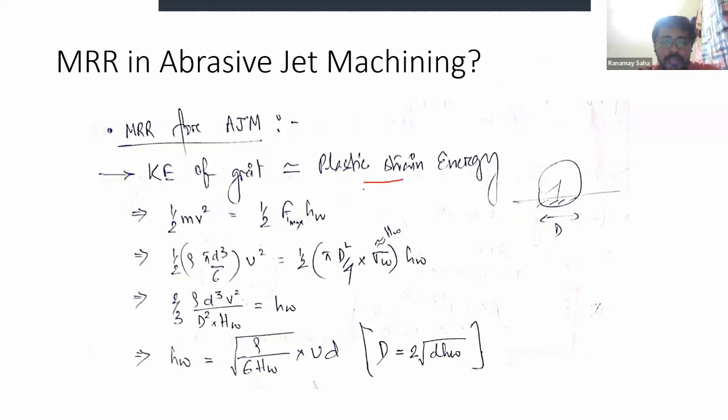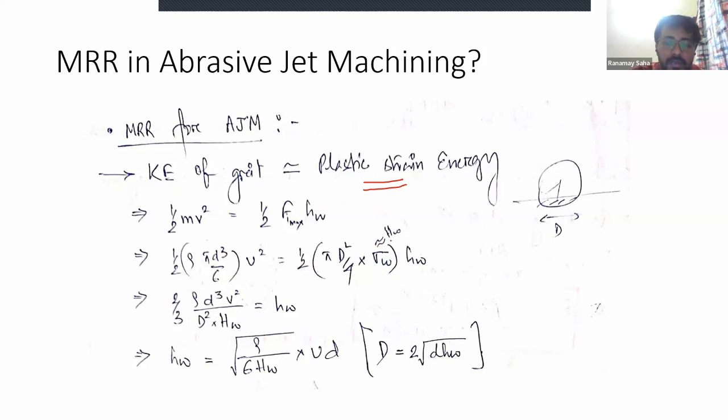And the strain energy is half of the average of F, the force acting on the grit, into hw, the penetration depth, right? So you just replace the value of mass in terms of dia and density of the particular particle, and then you replace this force in terms of area into the stress, okay? And then hw remains as it is.